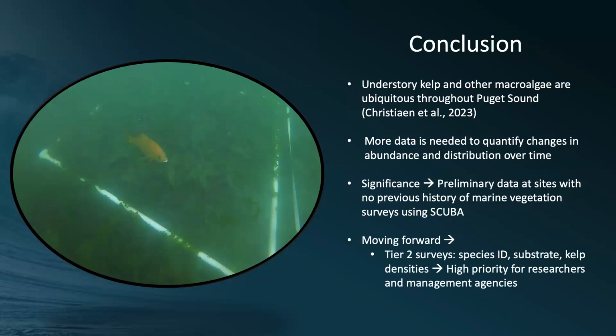So moving forward, I highly suggest doing more of what the Marine Plan Partnership calls tier 2 surveys, such as species identification, substrate characteristics, and kelp densities. This should remain a high priority, not just for researchers, but environmental management agencies to get a better grasp of what's down there. Yeah, higher resolution data.